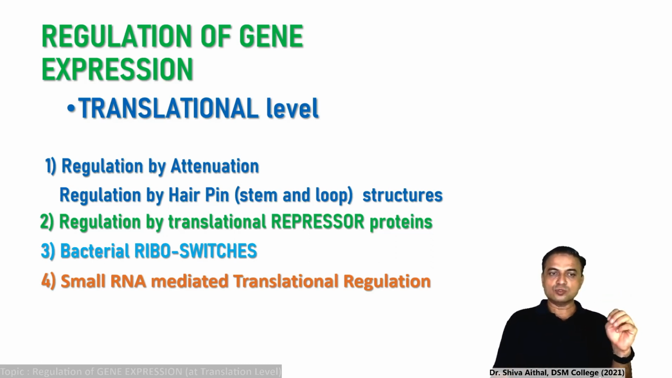The fourth is small mRNAs or small single-stranded RNAs, or for that sake even DNA maybe, which bind to the complementary mRNA and they block the movement of the ribosome again. So four different levels of regulation we will see.